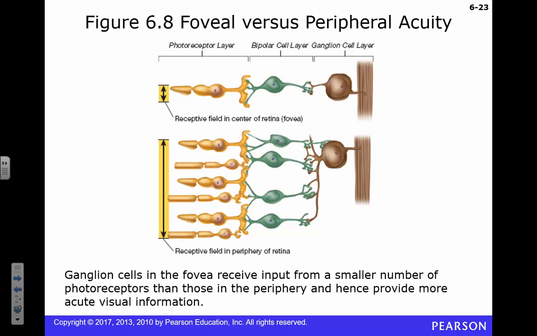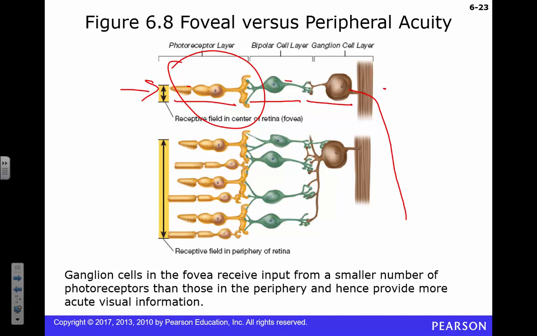The reason for that is you've got all your cones jammed up in there, and the way these cones are wired up to the bipolar cells and the ganglion cells is pretty awesome. So you've got one photoreceptor, one bipolar cell, one ganglion cell. That's a one-to-one-to-one relationship, right? So whatever is coming out of that axon, we know without a doubt it's from that one photoreceptor. That's pretty cool, right?